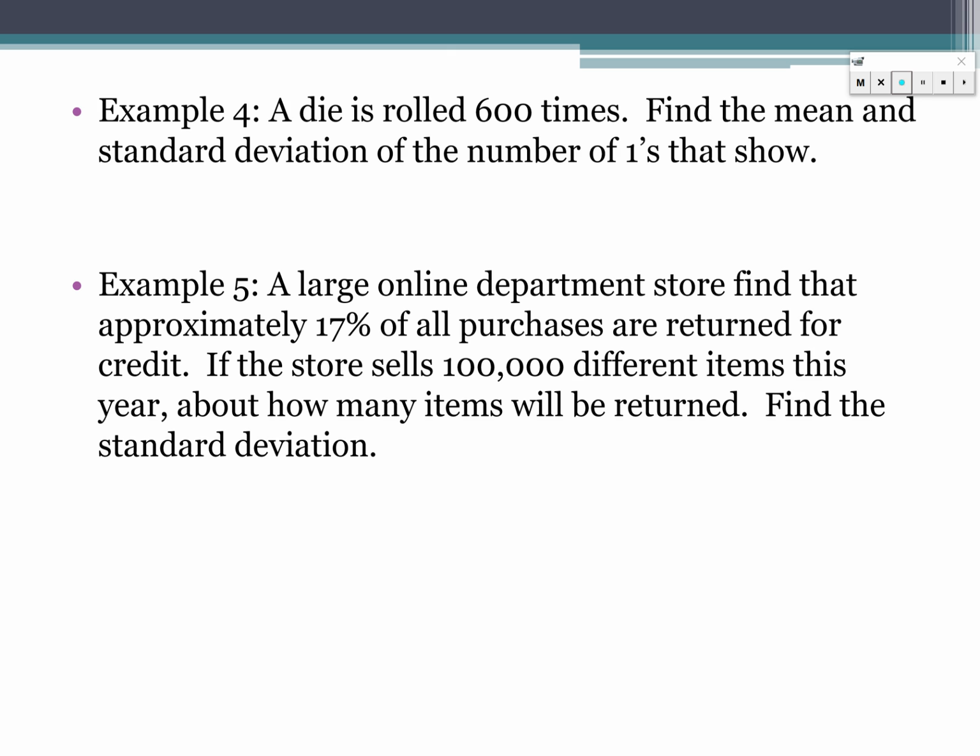When you look at your information, you pick out your N, your P, and your Q. Our die is rolled 600 times. We're looking for the number of ones that show. Probability I get a 1 is 1/6. Probability I don't get a 1 is 5/6.